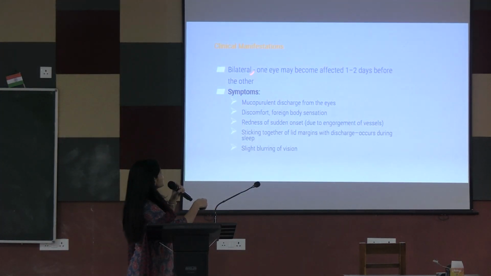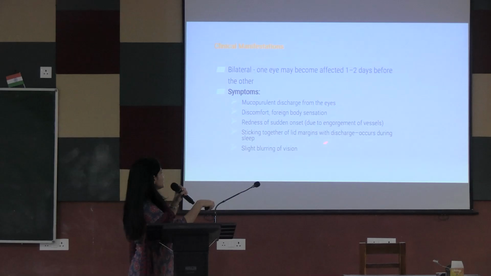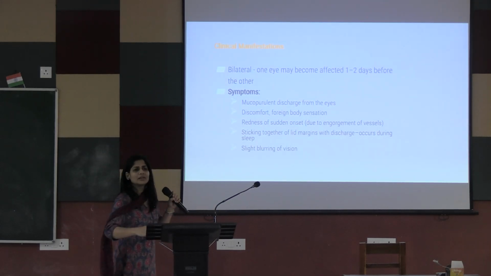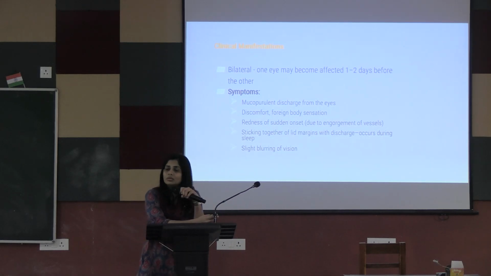Okay, so in case of conjunctivitis, you see that one eye is affected 1 or 2 days before the other eye. Then there is mucopurulent discharge, discomfort, redness, sticking together of lid margins with discharge, and slight blurring of vision. Is there a pain here? No. Because if there is pain in the eye, it might suggest that it's more than conjunctivitis.